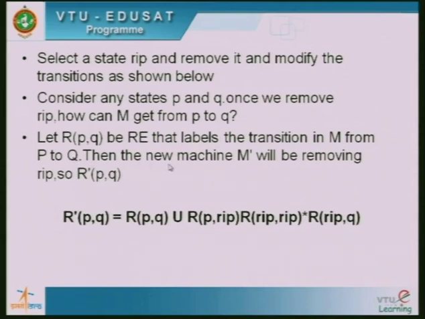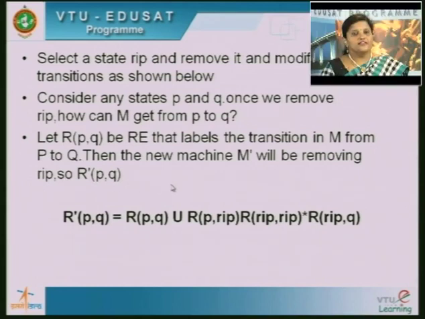Okay. Then the new machine M dash, with rip removed, will have R dash of P comma Q. So, R dash of P comma Q is R of P comma Q, that is the direct transition, union R from P to the rip state, then R rip comma rip star, because there will be a self loop, and then again the regular expression from rip to the state Q.